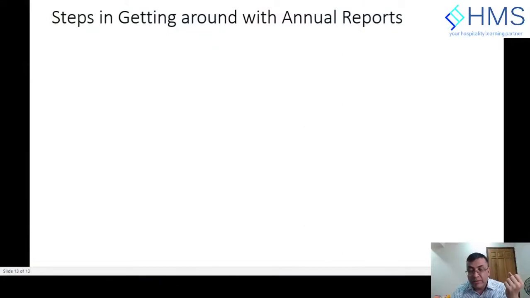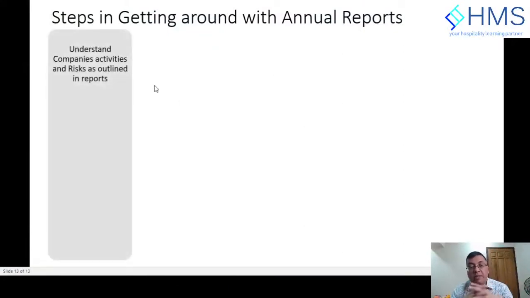The very first step is to understand the company's activities and risk as outlined in the reports. The 10K report has a very specific structure. The UK stock exchange has a very specific structure. The Canadian has a very specific structure. So you have a very specific section explaining the company's activities and the risk.